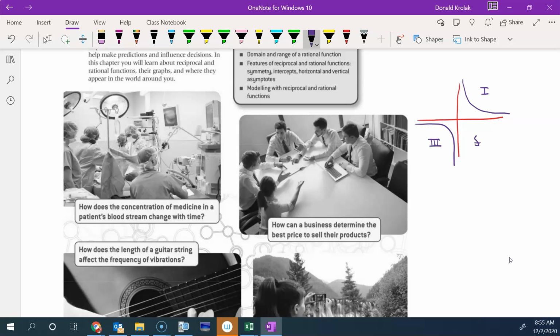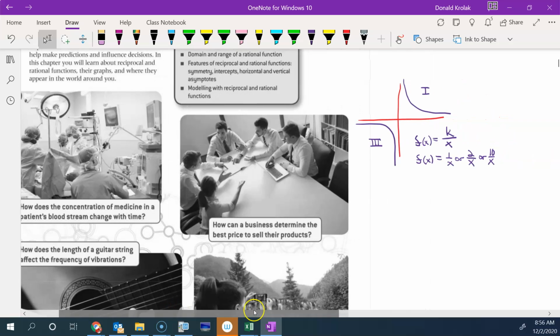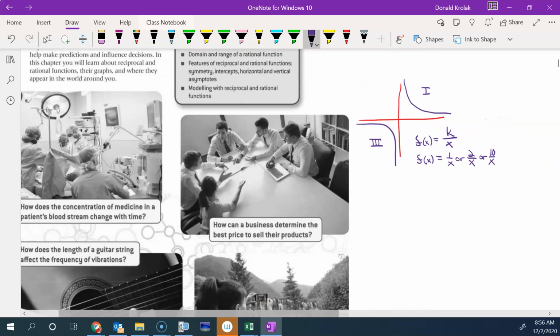And this is the function f of x. And what makes it a reciprocal function is the variable is in the denominator. K just stands for a number. Okay, so a reciprocal function might look like, it could be 1 over x, it could be 2 over x, okay, it could be 10 over x. Those are all reciprocal functions. And when you graph them, they're going to look like something like this. Okay, and that's what we're going to discover today.